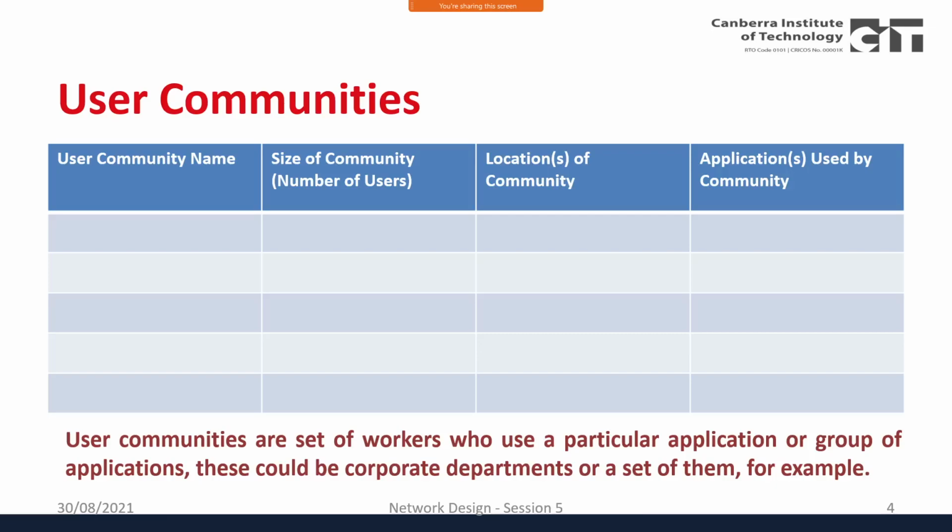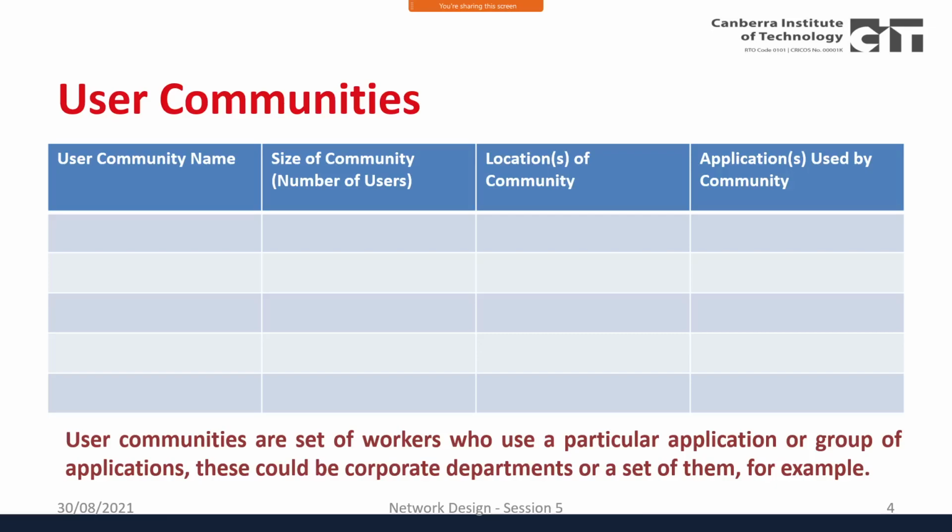Now, I'm just going to read the definition. User communities are a set of workers who use a particular application or group of applications. These could be corporate departments or a set of them, for example. So in other words, if they have something in common, if they access a specific application, such as SharePoint, or something else on the network, and they all use it for a common goal, or if they all want to achieve the same thing by using that certain application, they can be called a user community.